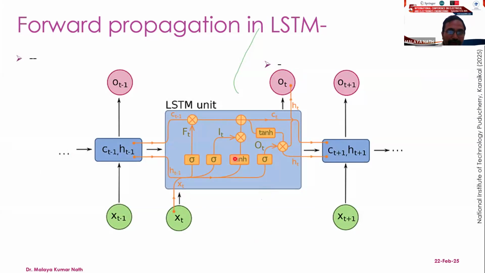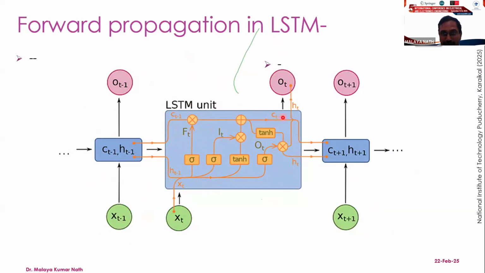So what will be the next step? Just look at this diagram. Here there is C of t minus 1 and H of t minus 1. This H of t minus 1 is the previous state information. This is XT, which is nothing but the input given to the LSTM unit at time state t. There are three LSTM units present: LSTM unit 1, LSTM unit 2, and LSTM unit 3. This LSTM is the LSTM unit at time instant t, this one is at t minus 1, and this is t plus 1.